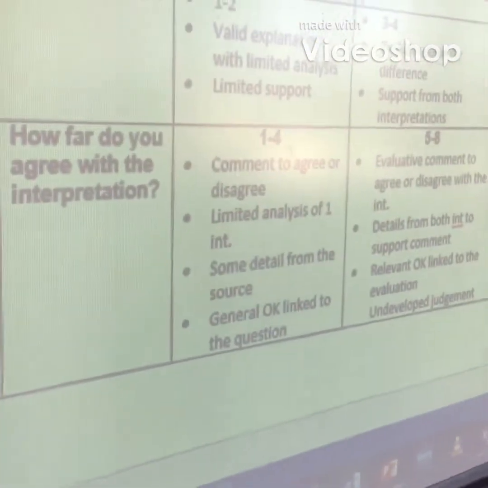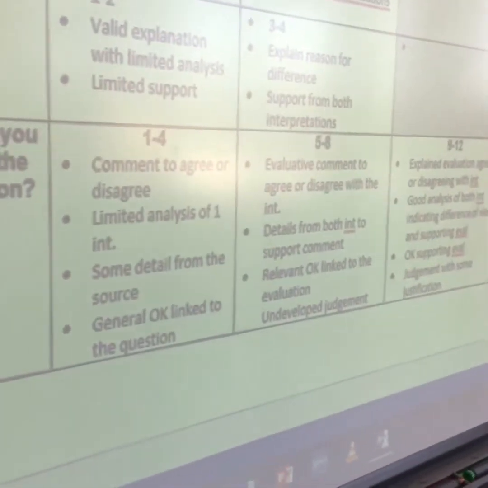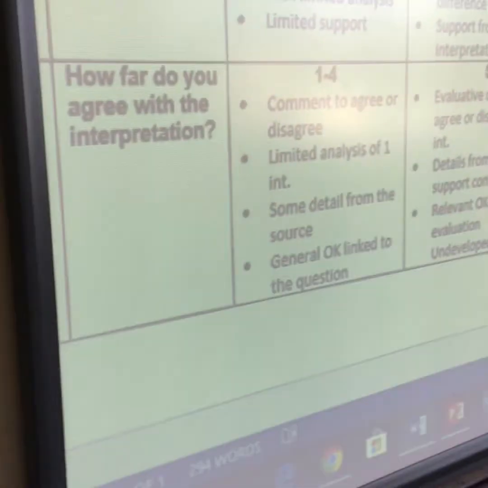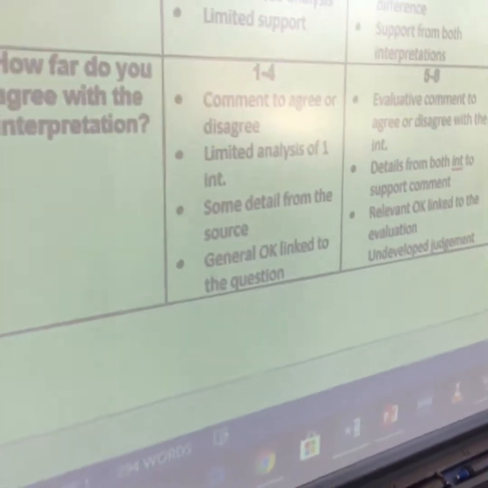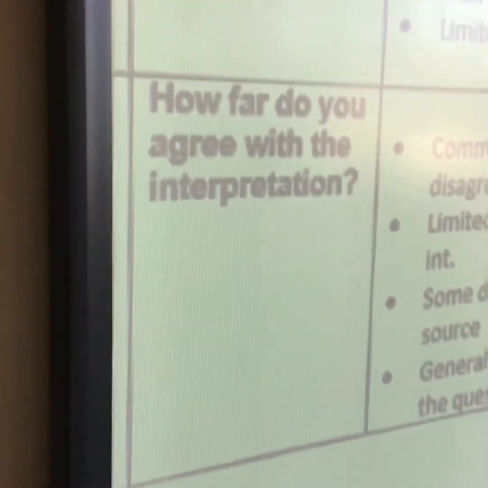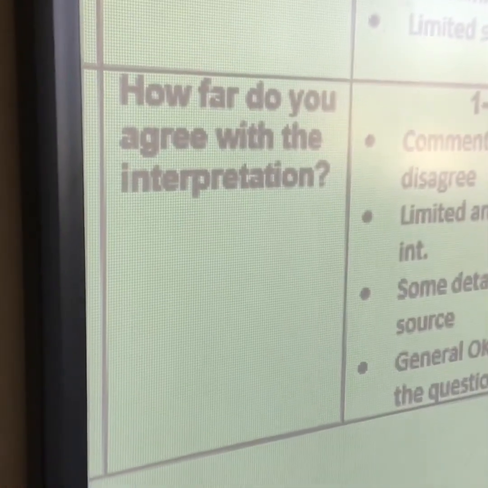Okay, today we are going to learn how to answer the 3D question for Germany, which is a tricky one, but if we work together, it'll be brilliant. So, the question is, how far do you agree with the interpretation? And this is worth 16 marks.